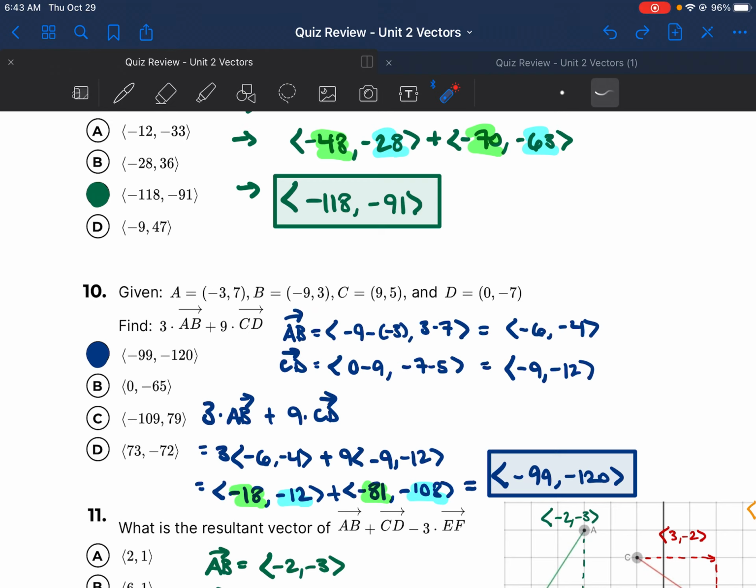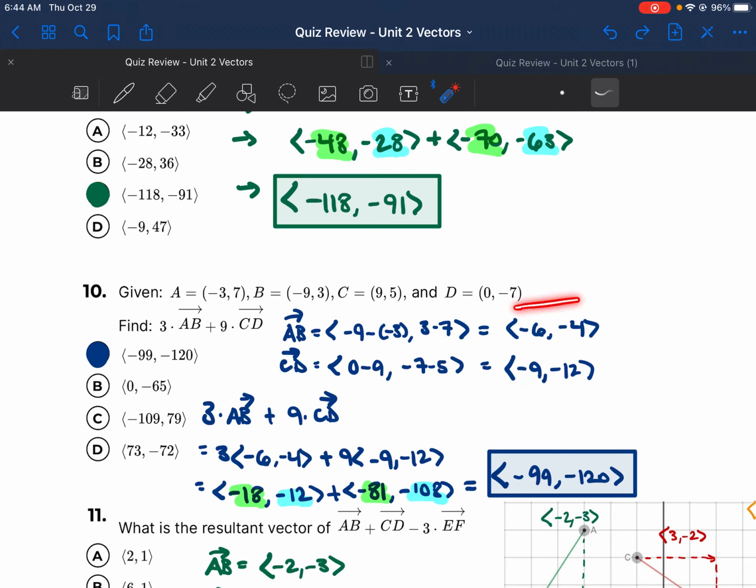Similarly for vector CD, terminal point D minus initial point C. 0 minus 9 to get component negative 9. Negative 7 minus 5 to get component negative 12 here. And I should have said negative 9 earlier.